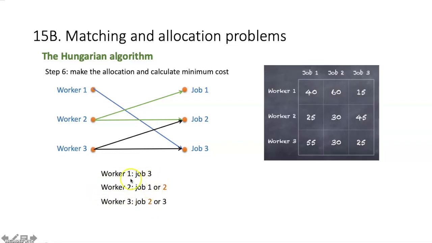Once we decide the job they're going to do, worker 1, job 3 will cost $15. Worker 2, job 1 is going to cost $25. Worker 3, job 2 will be $30. Minimum cost will be $15 plus $25 plus $30, which is $70.